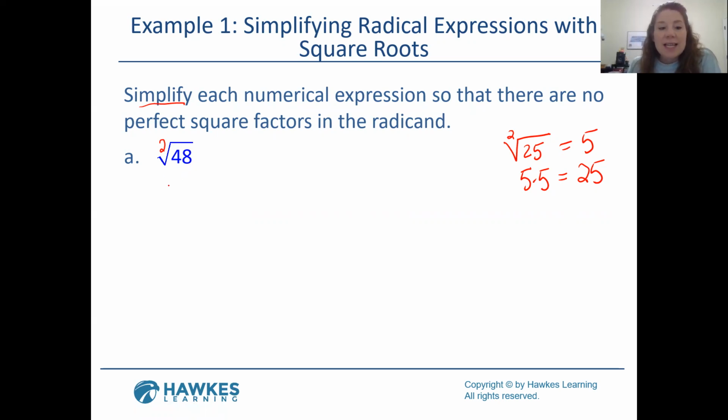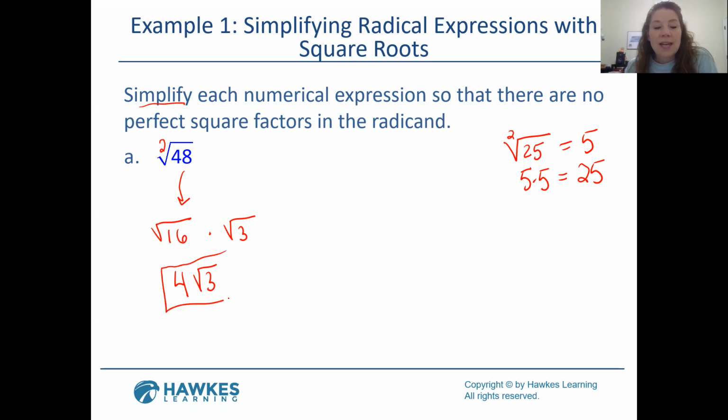The second step is we're going to look for the biggest factor of 48 that is a perfect square. On that previous page, what's the biggest number listed that is a factor of 48? The answer is 16, because 16 times 3 is 48. 16 is a perfect square. The square root of 16 is 4. 3 is not a perfect square, nor does it have factors that are perfect squares, so that stays under the radical, and the final answer is 4 square roots of 3.